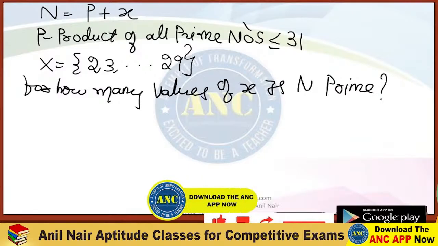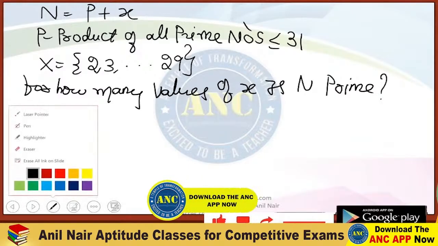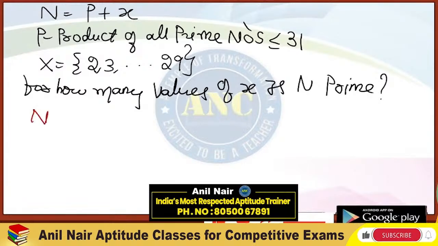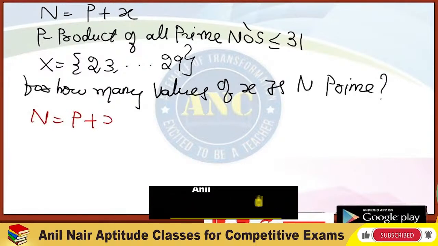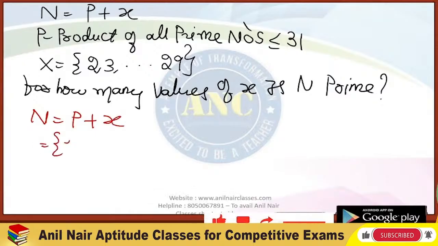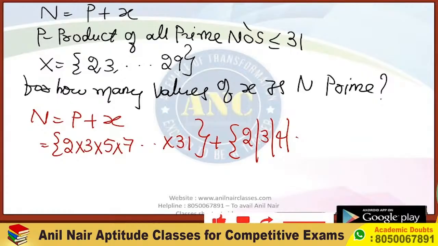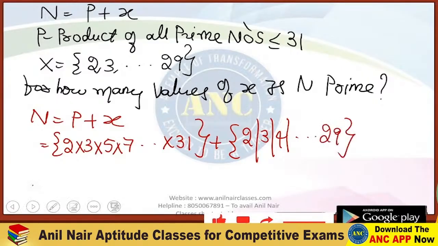Another model. N equivalent to P plus x. P is the product of all prime numbers less than or equivalent to 31, that is 2, 3, 5, 7 and so on up to 31. X lies in the range, either it can be 2 or 3 or 4 or up to 29. For how many values of x is n prime?